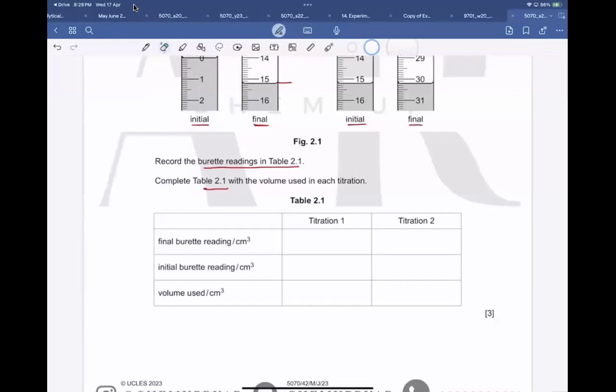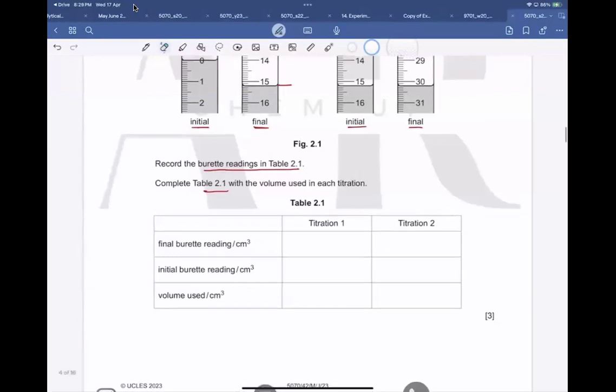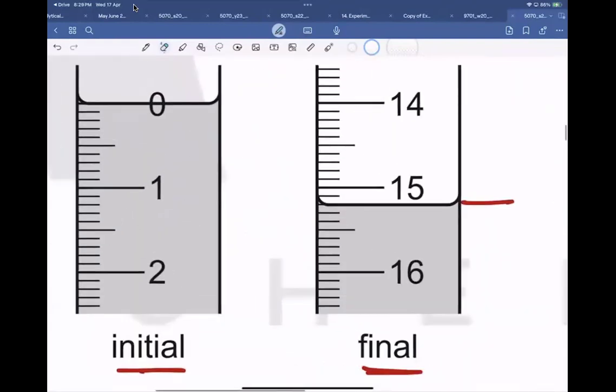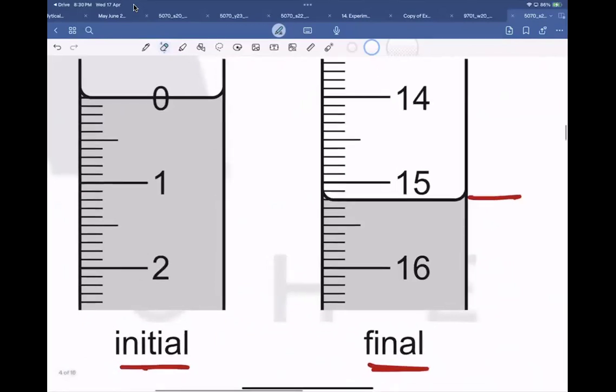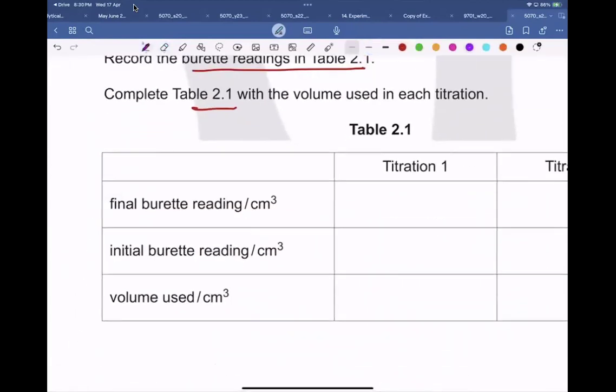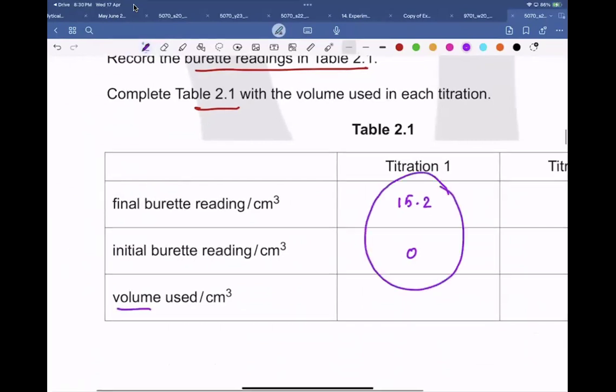Now, the final burette reading. If you see the final burette reading over here, the scale is at 15.2, right? And the initial burette reading is, yes, that's where most of the students make a mistake. It's not 0, it's 0.0. You have to write it with one decimal place. So the final burette reading of titration 1 is 15.2 and the initial burette reading is 0.0. Remember, if instead of 0.0 you write just 0, you will not get the mark. Remember this thing, okay? So the volume used is calculated by subtracting these two values, final minus initial. So when I did final minus initial, it's 15.2.